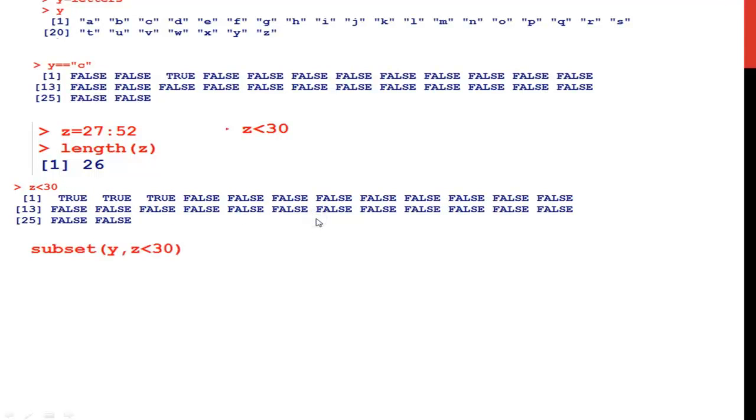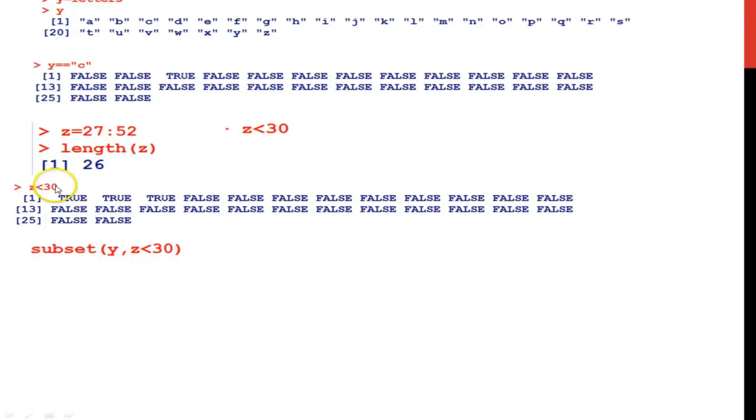Okay, now, subset y, z less than 30. Let's, first of all, what is y again? Okay, what is y? This is y, so it's the letters, right? Everyone follow this? And what is this? Z less than 30?